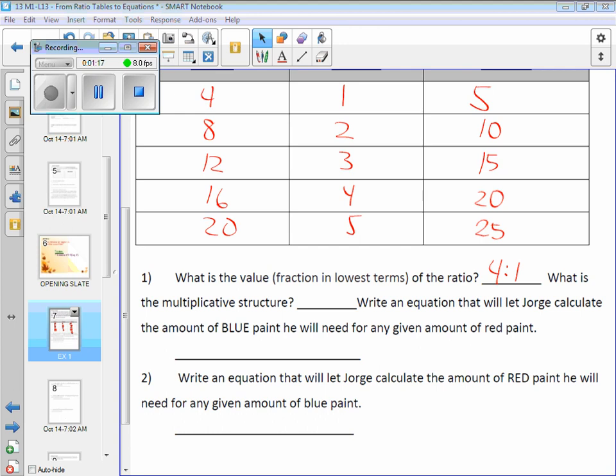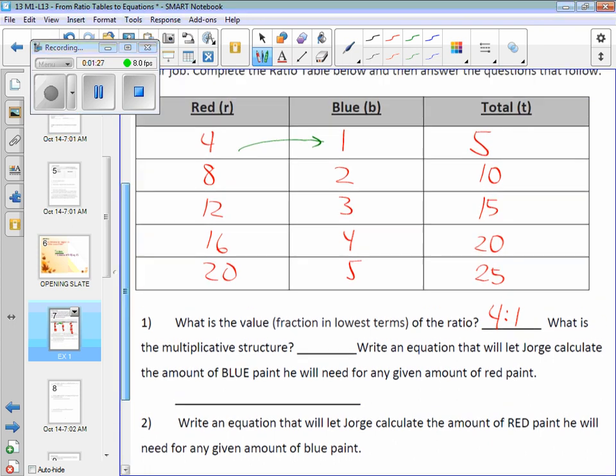And you have to be careful with this because it is not times 4. If it was times 4, then the value for our middle column would be 16, and it's not. Aiden? It's 1/4. Okay, it's times 1/4.